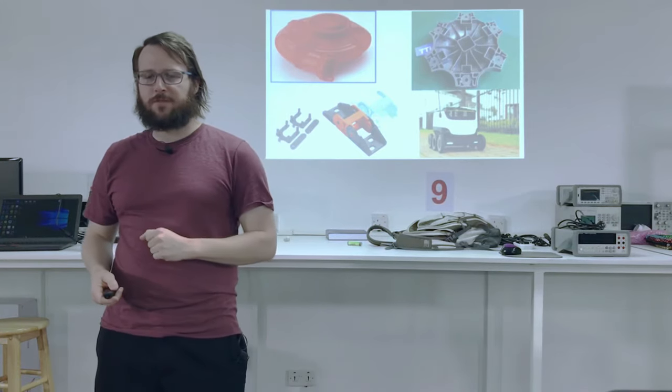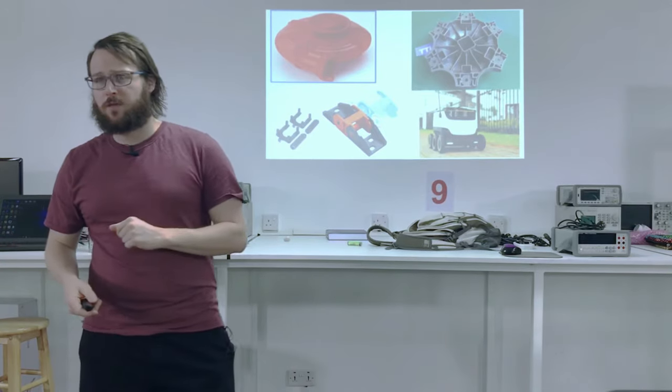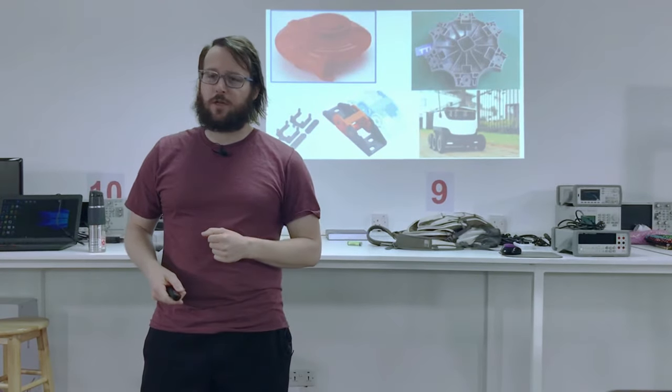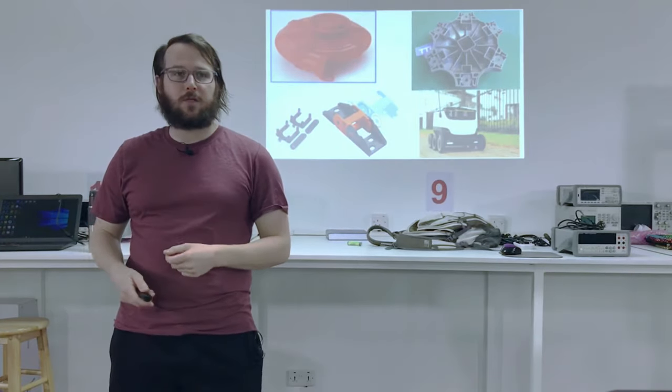And then on the bottom left, there are some more examples of injection molded parts. And the bottom right is the robot we saw yesterday in the presentation. Most of the plastic pieces you're seeing there would be made using injection molding.